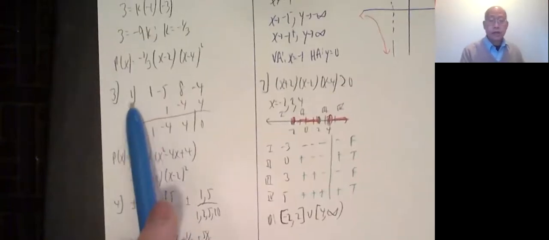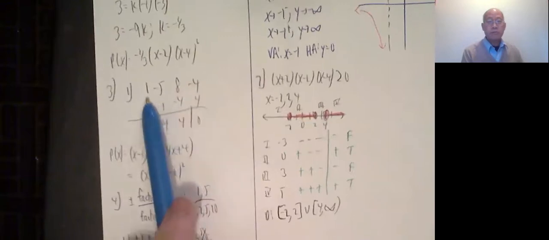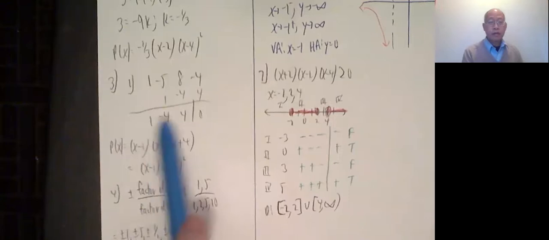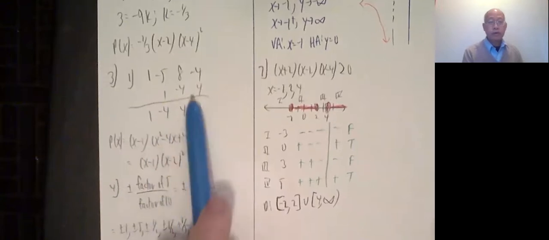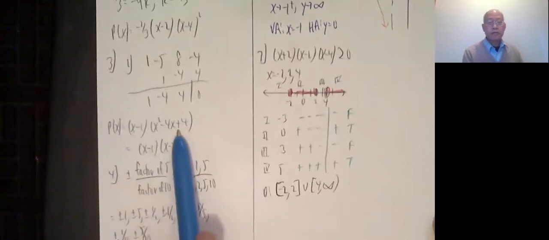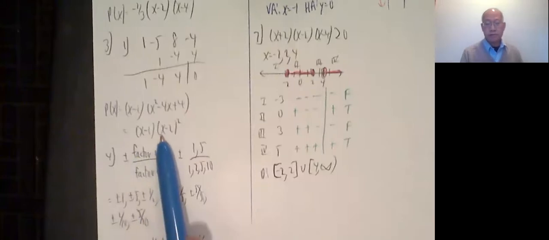Okay, so using synthetic division on 1: 1, negative 5, 8, negative 4. 1 times 1 is 1, negative 4 after adding, then negative 4, 4, negative 4, 0. So this is (x minus 1)(x squared minus 4x plus 4), factoring into (x minus 1)(x minus 2) squared.